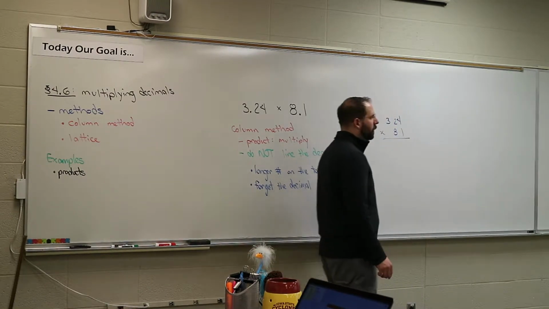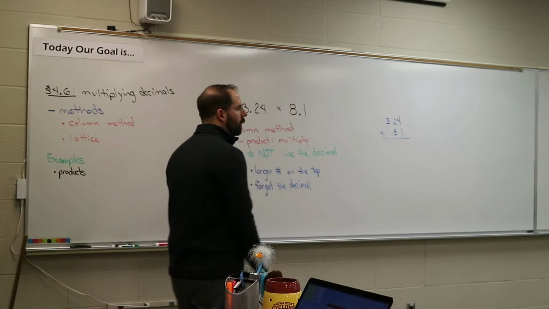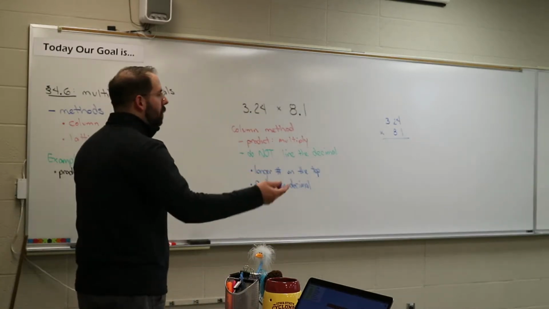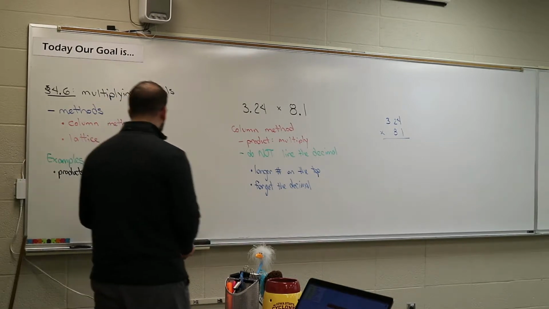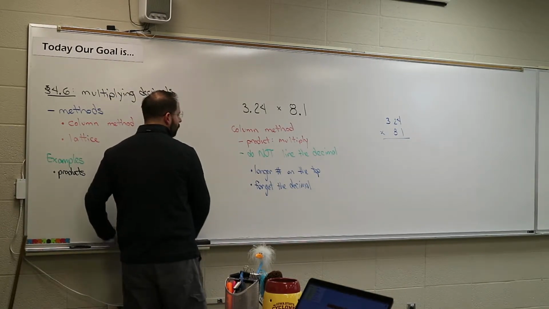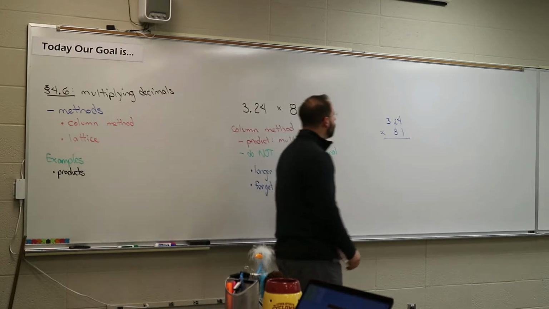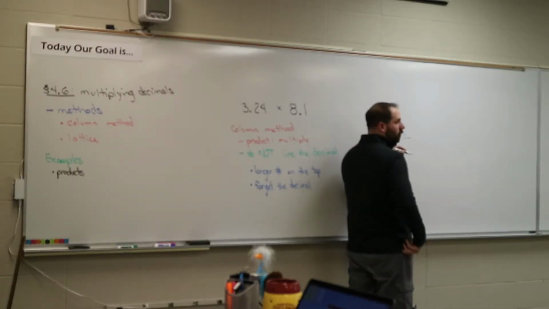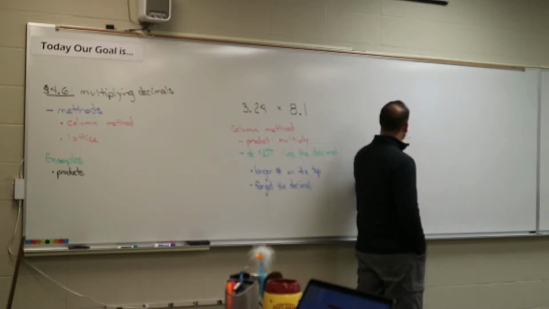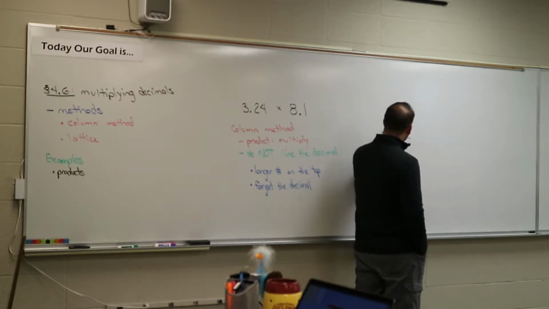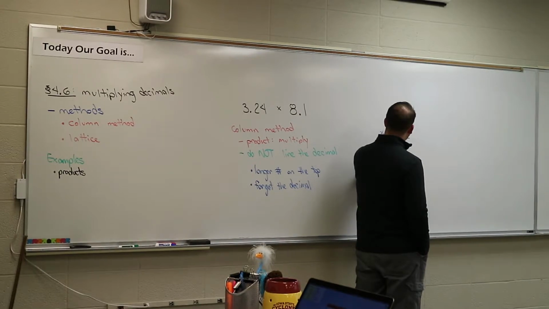Why? We're taking 324 times 81, because it wouldn't make any difference. We'll fill in the decimal later. Because we're not lining up the decimals, you can forget about it. You literally can erase it on your problem. When you do the column method for multiplying, you start in that bottom right corner and multiply it by every number on the top one at a time.